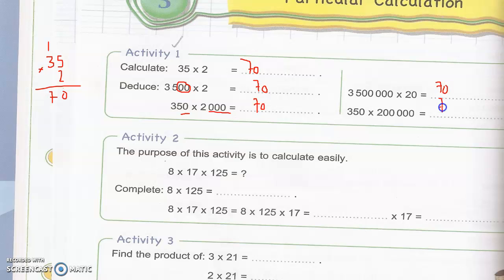70, 70. Okay. How many zeros do we have here? 2 zeros at the end. Place them. How many zeros on both sides? 3, 4. So we will place 4 zeros. 1, 2, 3, and 4.